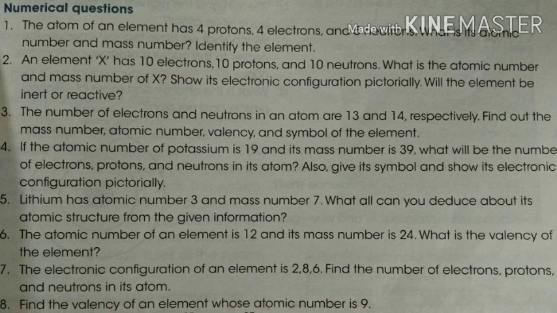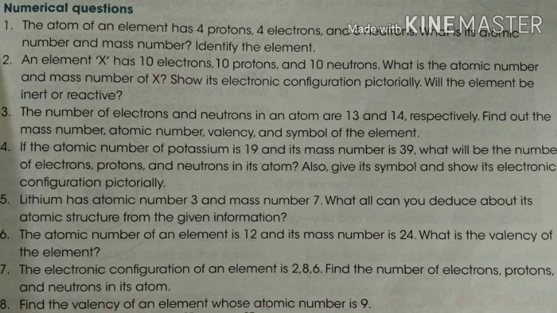The electronic configuration of an element is 2, 8, 6. Find the number of electrons, protons and neutrons in its atom. So here the electronic configuration is given as 2, 8, 6. From the electronic configuration, we will get the total number of electrons in that element. Here, what's the total number of electrons? 2 plus 8 plus 6, 10 plus 6 equals 16.